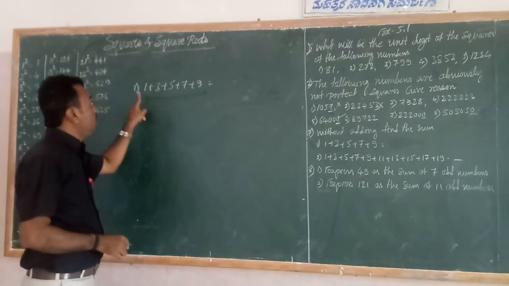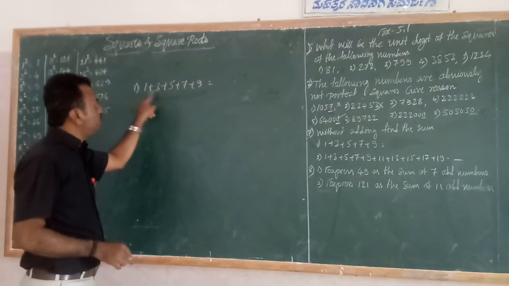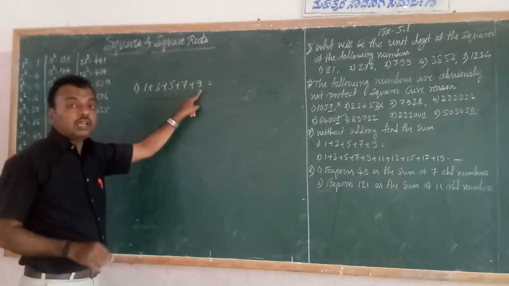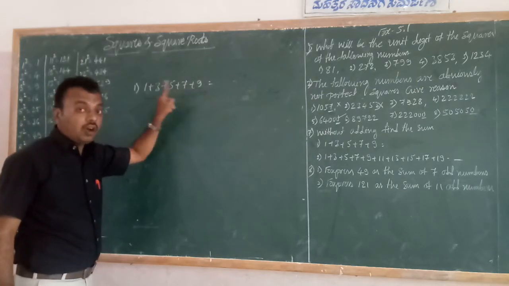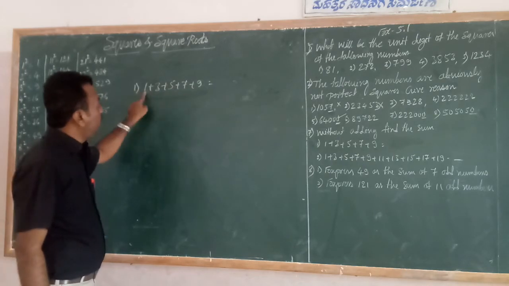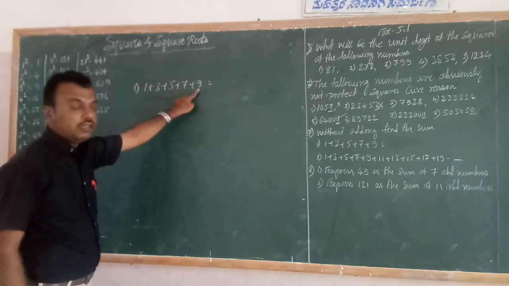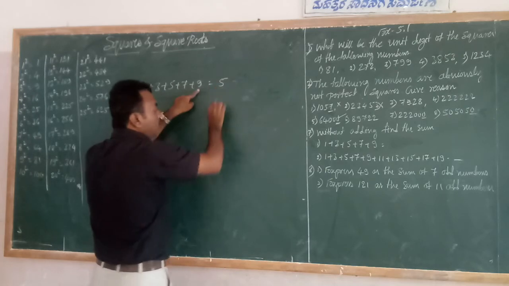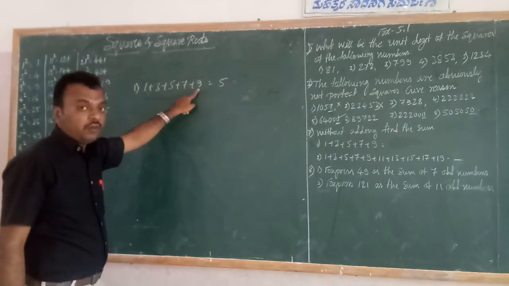Very simple. What type of number are these? Observe that 1, 3, 5, 7. What type of numbers are these? Yes, these are odd numbers. Then how many odd numbers are there? Count it: 1, 2, 3, 4, 5. So 5 odd numbers are there.